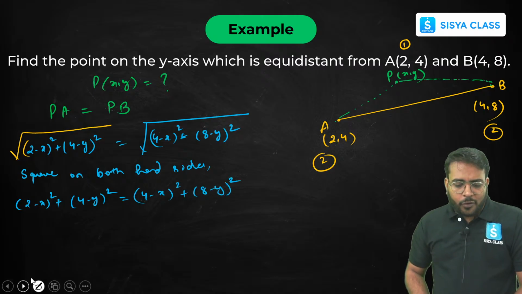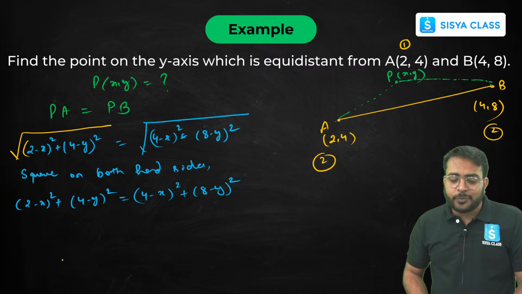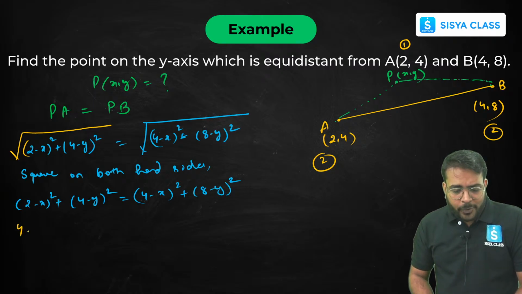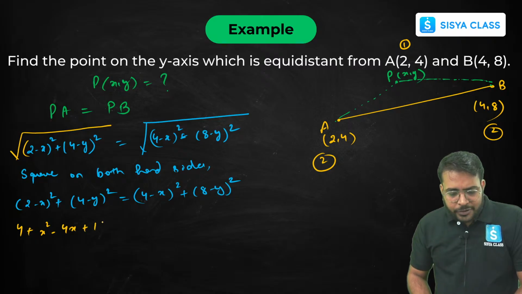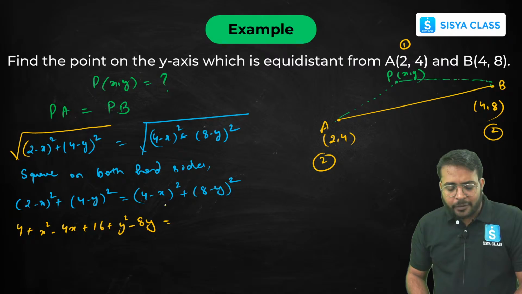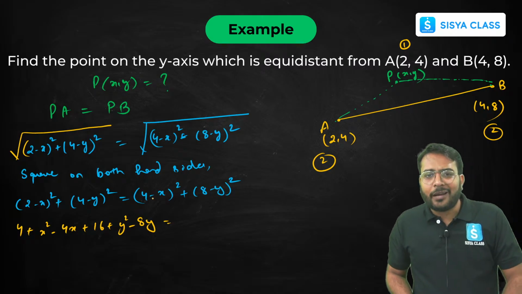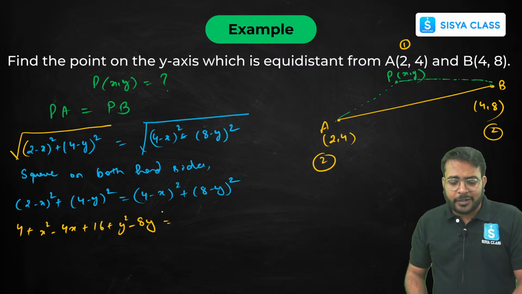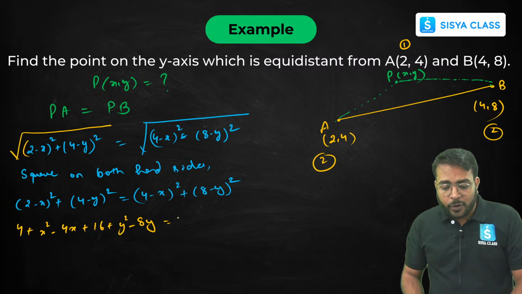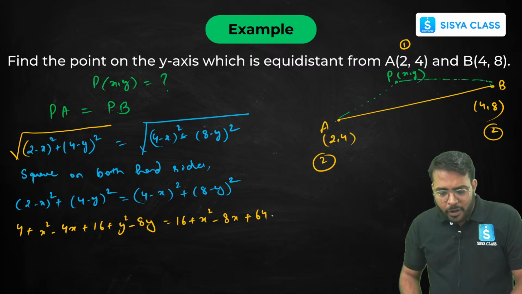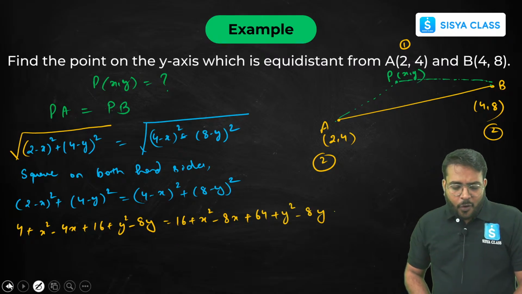All right. Now you can use your identity (a minus b) whole square. So here you are going to have 4 plus x square minus 4x plus 16 plus y square minus 8y. Yes or no? And here you are going to use again your (a minus b) whole square identity. You are going to get 16 plus x square minus 8x plus 64 plus y square minus 8y. Yes or no?